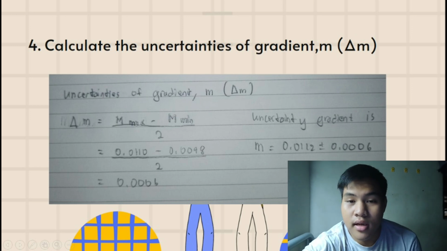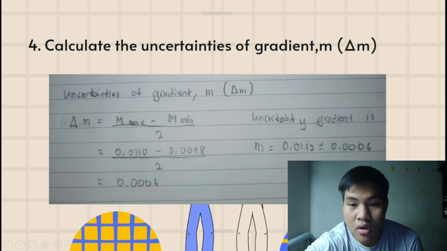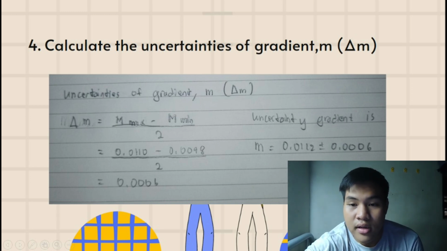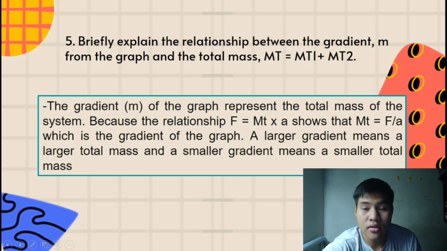Question 4. Calculate the uncertainty of gradient. The formula for uncertainty of gradient is m max minus m min divided by 2, which is 0.0110 minus 0.0098 divided by 2, equals 0.0006, and the final answer is m equals 0.0112 plus or minus 0.0006. Question 5. Briefly explain the relationship between the gradient from the graph and the total mass.